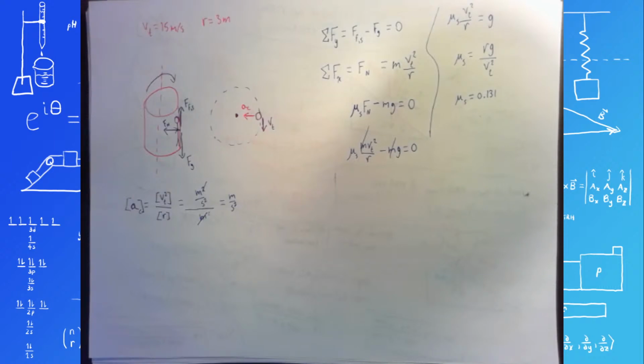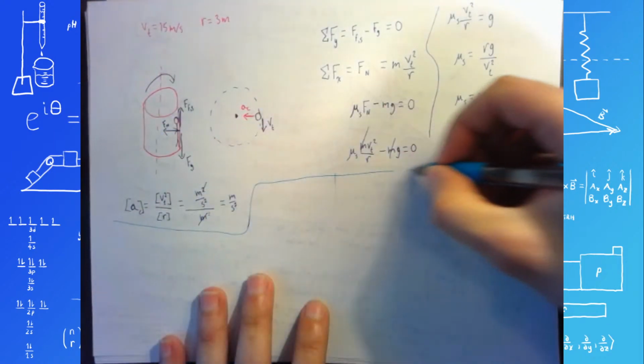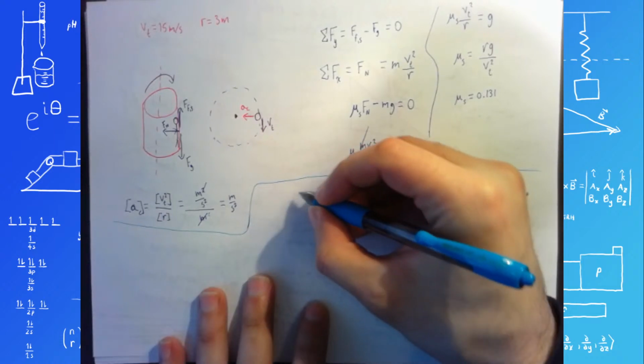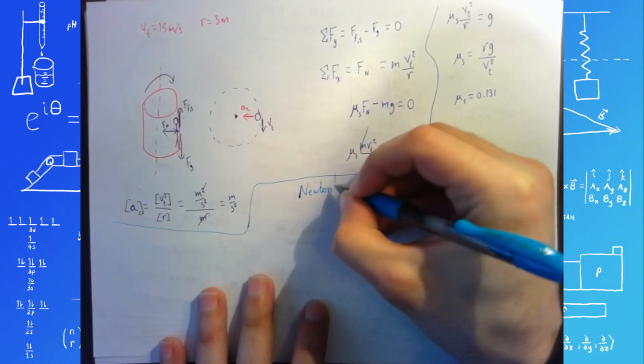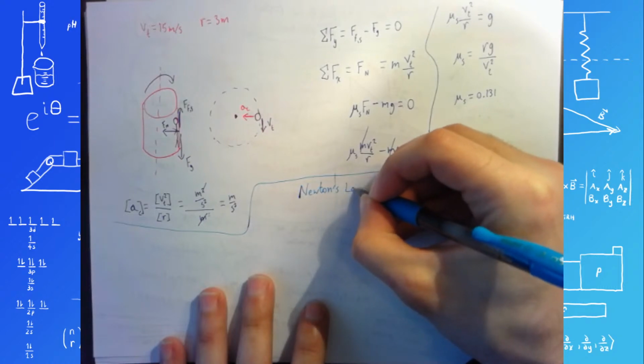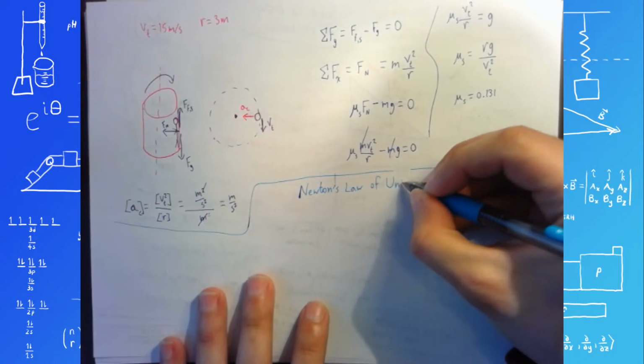Now we move on to universal gravitation. So, Newton's law of universal gravitation. What does it say?